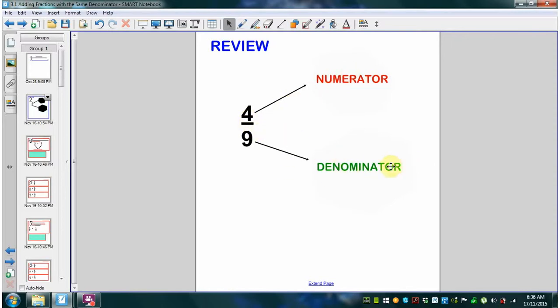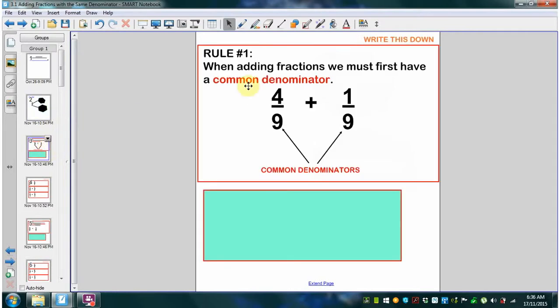And the reason I'm showing you this is because we will be talking about the numerator and denominator in this lesson. I will be using these terms. Okay, so let's get started. I want you to make this note here, and then we'll talk about it.